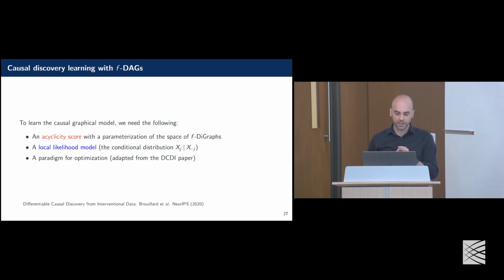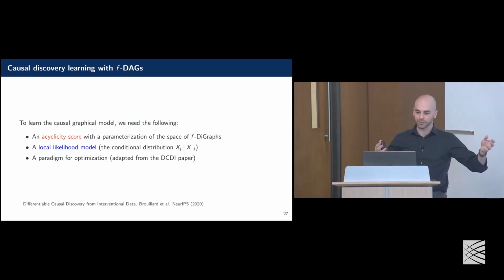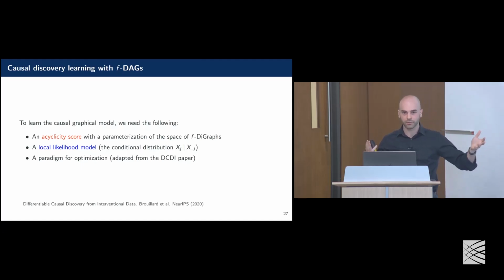DCD, which I haven't introduced, basically took the NOTEARS framework, added a bunch of neural nets, and also dealt with interventions. And I'm using exactly these kinds of loss functions, which I have again in other slides.